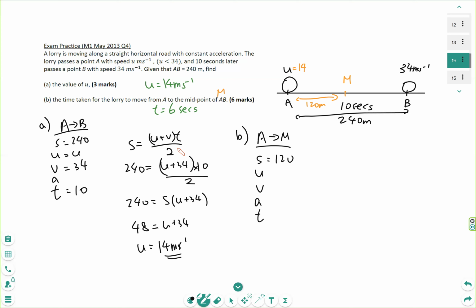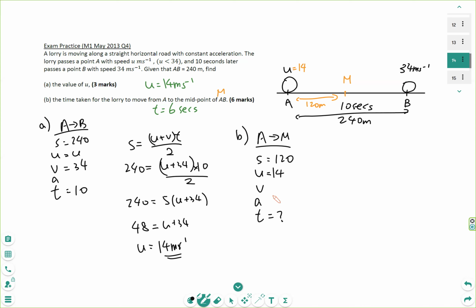S is 120. u, we start at 14. Is v 34? No. v is the final velocity at M, which we don't know. Do we know anything about a? We don't. And t we want to work out. Now, if you look at the question, 6 marks, it's not simple. So how many pieces of information do we need to set up a SUVAT equation? We need 3 pieces of information, so we're missing 1. We need to find either v or a.